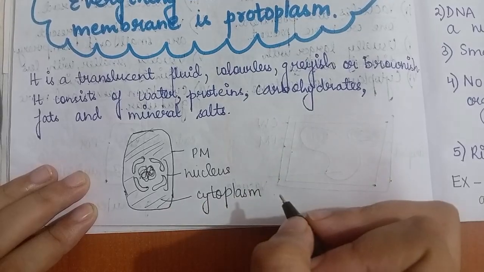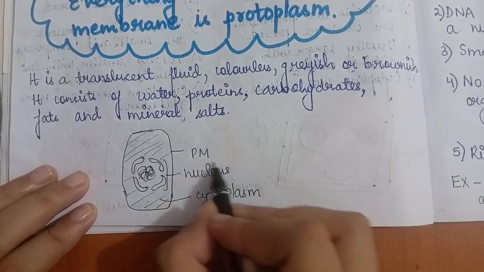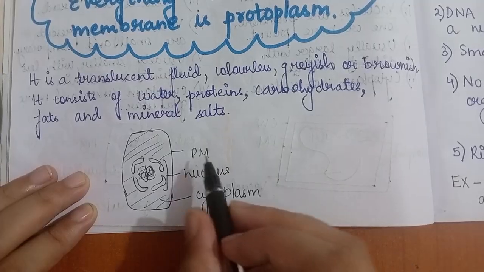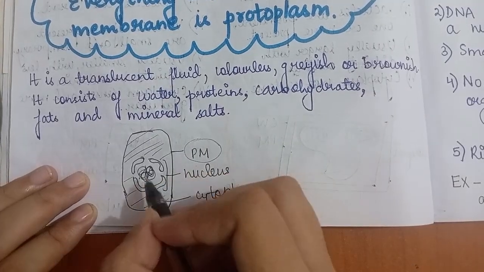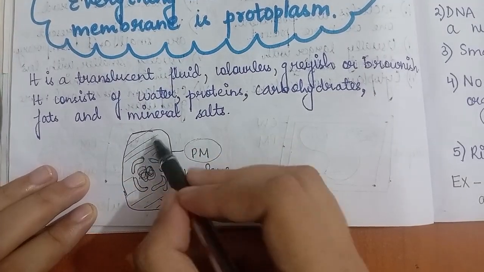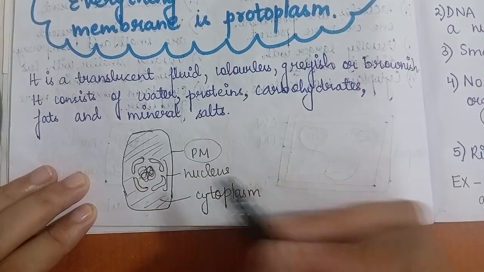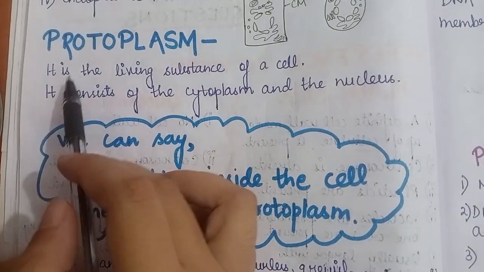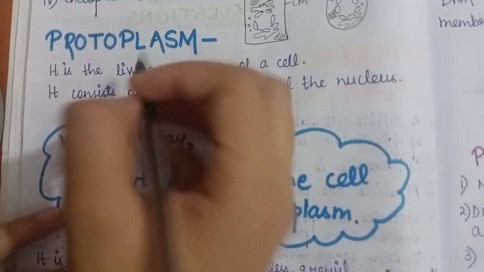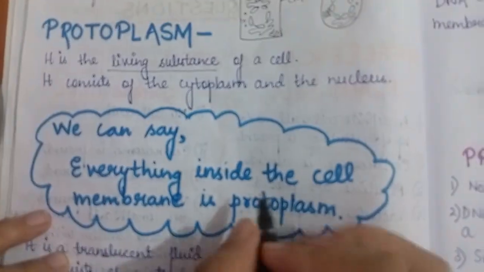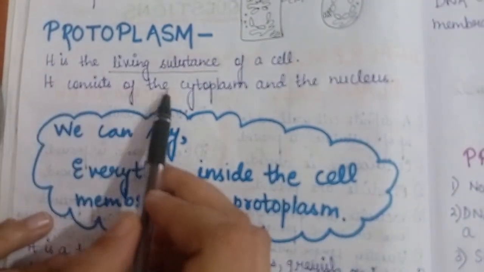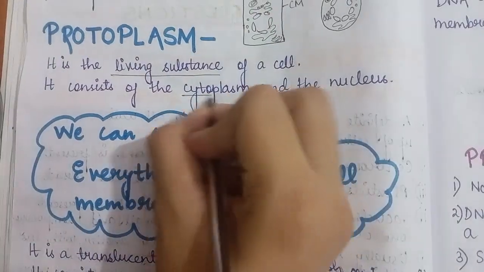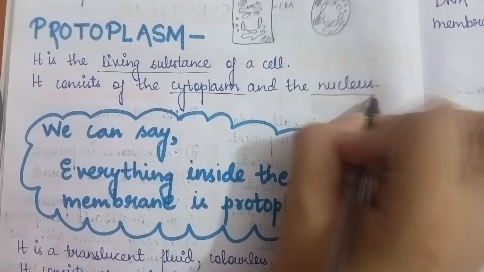But what is protoplasm? Protoplasm is this nucleus area plus the cytoplasm area, means everything inside the plasma membrane, the cytoplasm and this whole nucleus part is the protoplasm. It is the living substance of a cell. It consists of the cytoplasm and the nucleus.